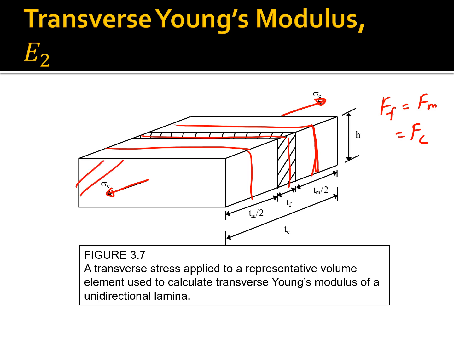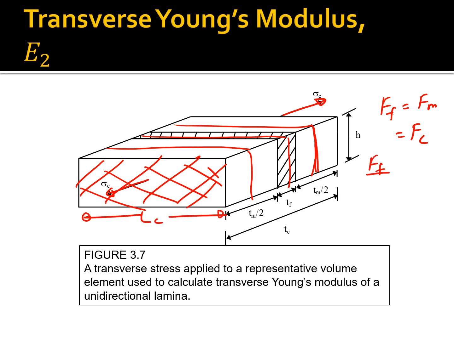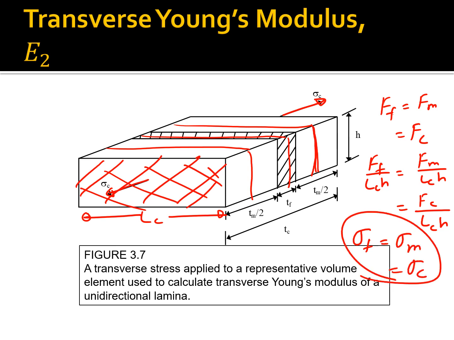But since the cross-sectional area is the same for all of these, which is, let's suppose, LC times H, FF divided by LC times H will be equal to FM divided by LC times H will be equal to FC divided by LC times H, because the cross-section is the same for these forces. So we can say that sigma F is same as sigma M is same as sigma C. So that's important to understand. If you understand that, then that forms the crux of how to do the derivation.